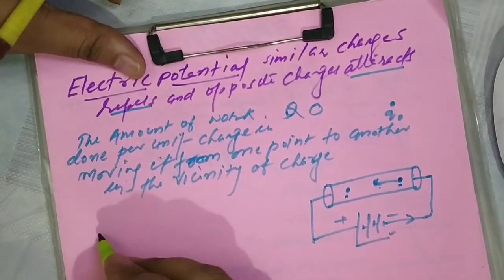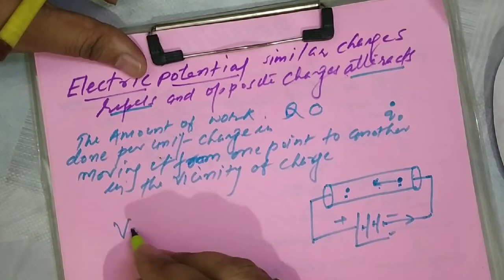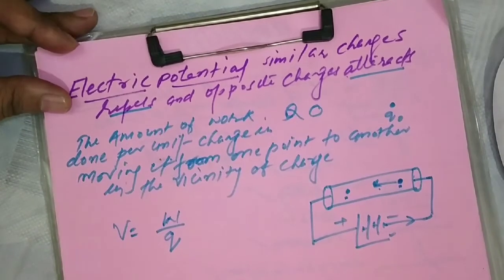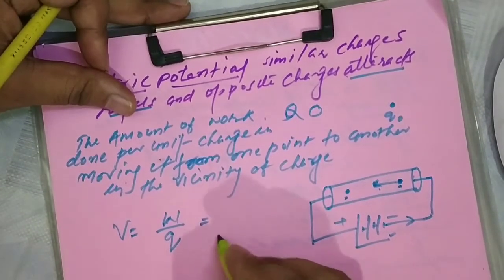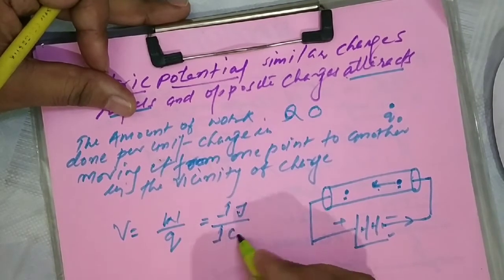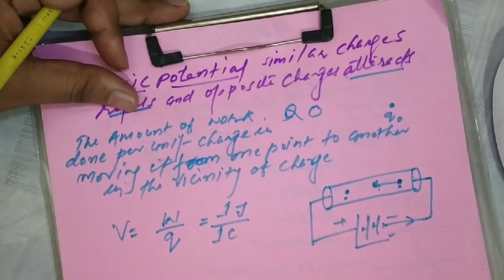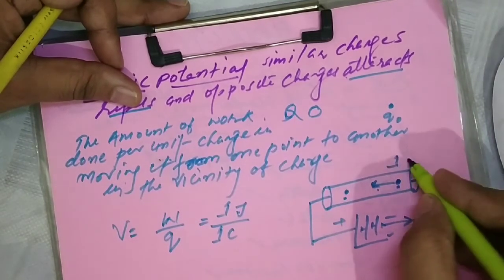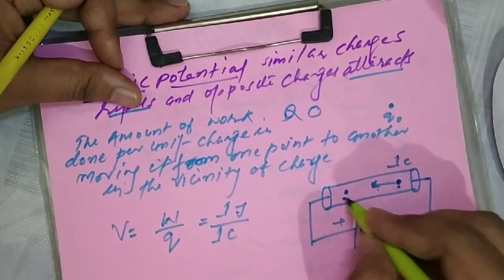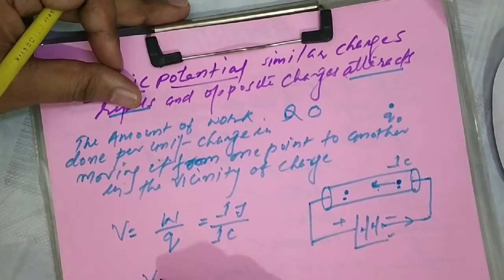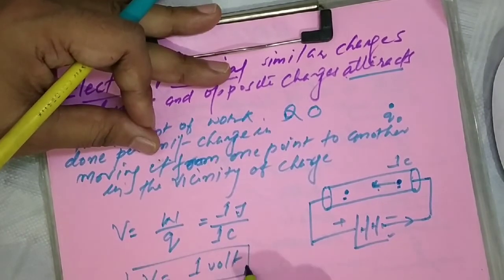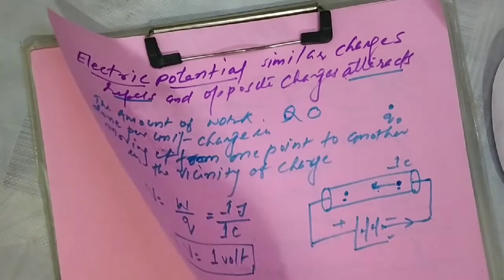It is denoted with the letter V, and V is given by work done per unit charge. If 1 joule of work is done for moving 1 coulomb of charge from one point to another, in this case we say we applied 1 volt of potential. This is the SI unit of volt.